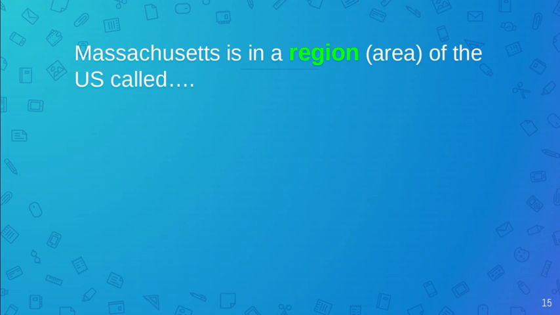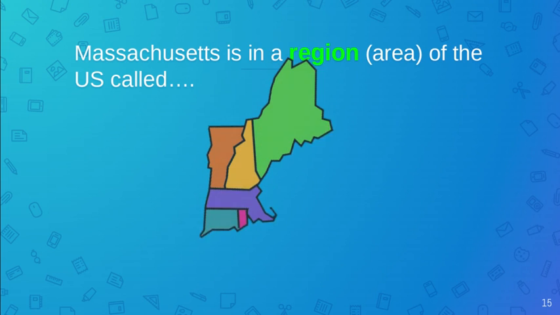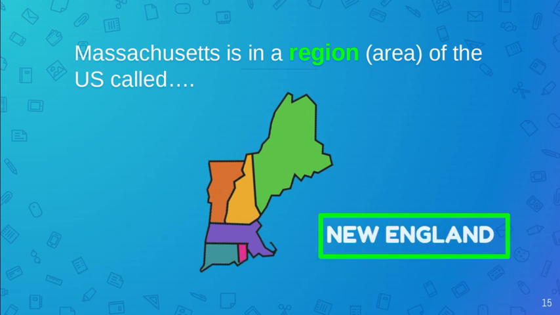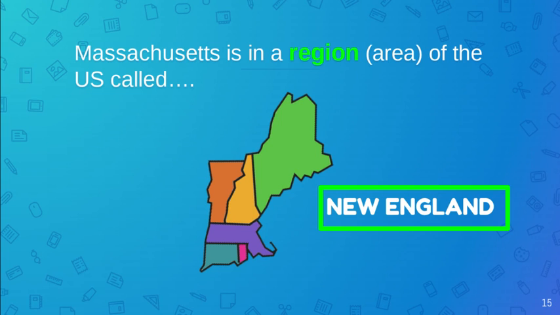Massachusetts is located in a region, which is a fancy social studies word that means an area of the United States called, now this is something that might be new for many third graders. What region of the United States do we live in? Well, guess what? We live in a region called New England.